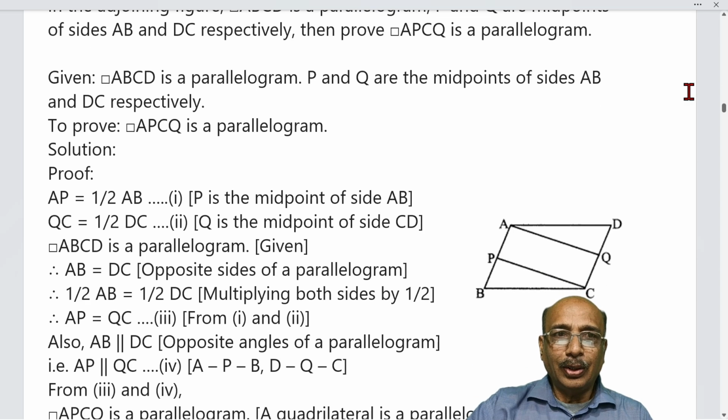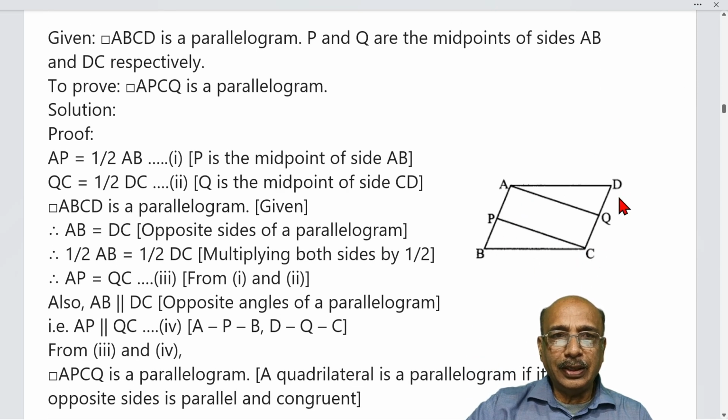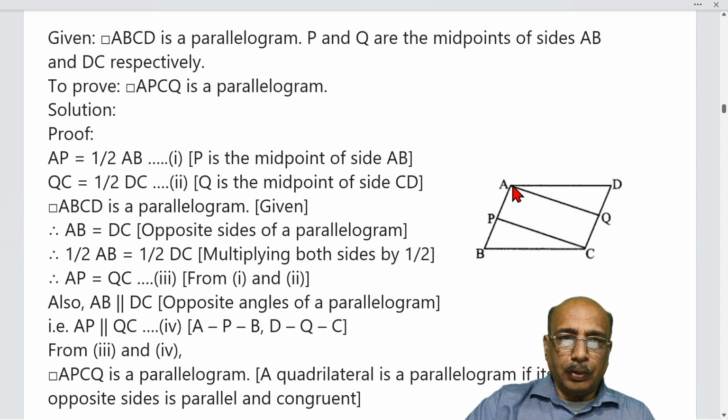Given: quadrilateral ABCD is a parallelogram. Solution. Proof. AP equals half of AB, as P is the midpoint of AB. QC equals half of DC, as Q is the midpoint of CD. Quadrilateral ABCD is a parallelogram, given.